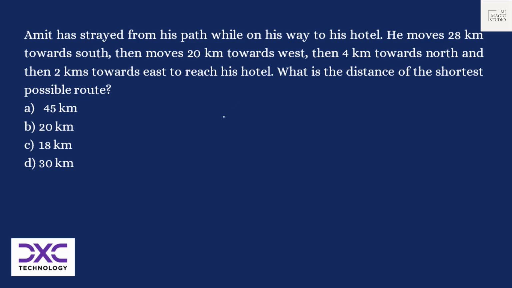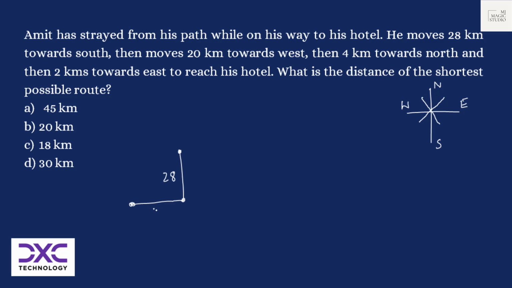Okay, one more, from distance and direction. We know we have four basic directions: north, south, west, east, and four subsidiary directions also. So, Amit has strayed from his path while on his way to his hotel. From wherever Amit starts, it should be the origin. He moves 28 kilometers towards south. Then moves 20 kilometers towards west.